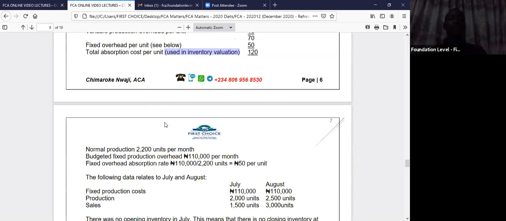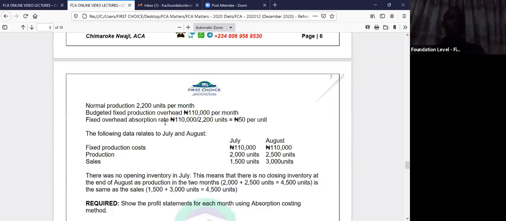Now, let's see how we got our 50. Normal production was budgeted to be 2,200 units every month. And your fixed cost per month is budgeted at 110,000. So it means if you have 110,000 naira budgeted and you are budgeting to do 2,200 units, what you budgeted as fixed cost is 50 naira for every 1 unit you produce. So that's how we got our 50 naira we use there.